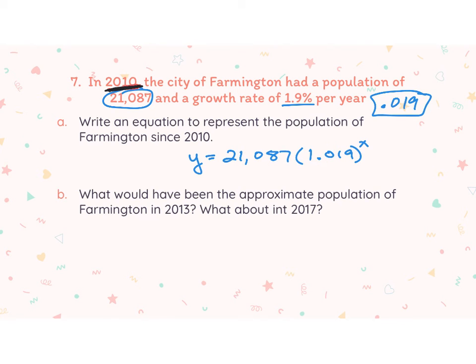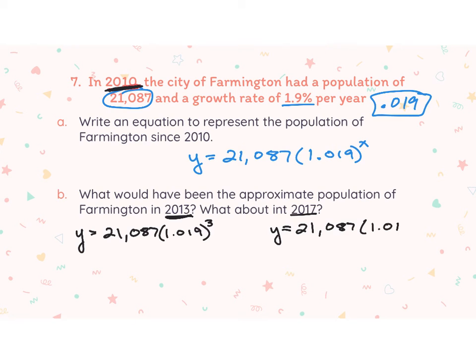So what I would do to solve this is y equals 21,087 times 1.019 to the x. I would use a 3 for 2013, and then for 2017, I would just write the same equation, but 2017 minus 2010 is going to give you 7. So I'm just finding two values here. 1.019 to the third power, and then I just times it by 21,087.